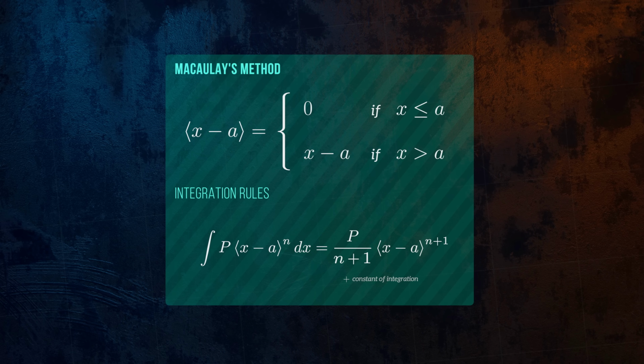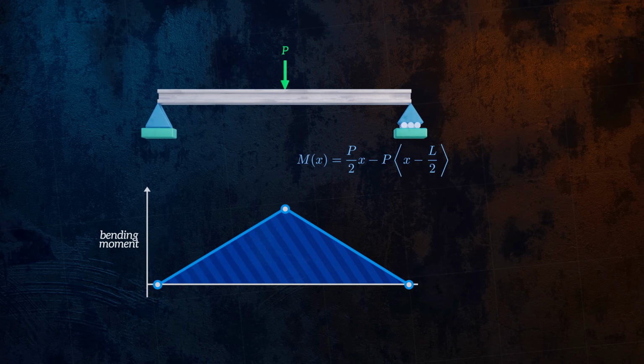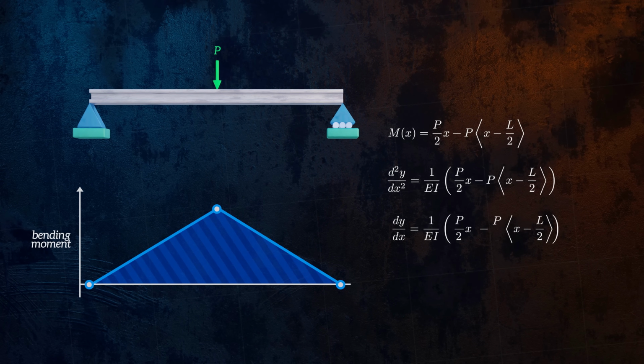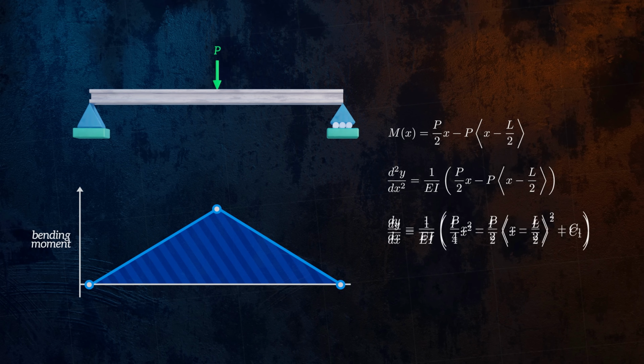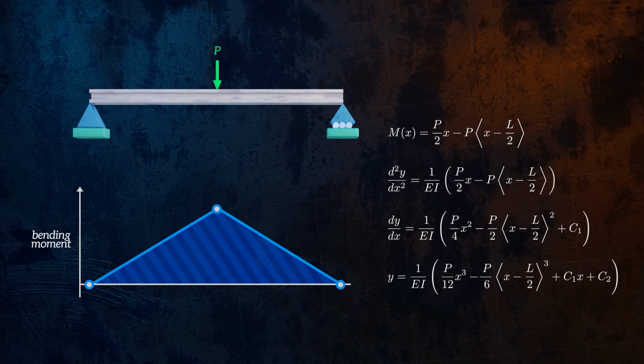Let's go back to our beam with a concentrated load and solve the deflections using Macaulay's method. Since we have a single expression that defines M along the full length of the beam, we no longer need to split the beam into sections to solve it, and we can just apply the double integration method as we normally would.